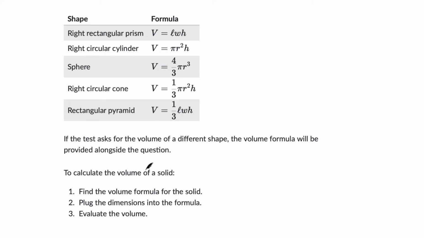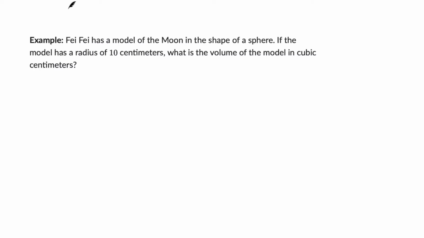So what do we do to find out the volume of a solid? To calculate the volume of any solid, find the volume formula for the solid. Like if a sphere is given, the volume will be this. If a right rectangular prism is given, the volume will be this, and so on. Plug the dimensions into the formula and evaluate the volume. It's very simple. Let's have a look at this example.